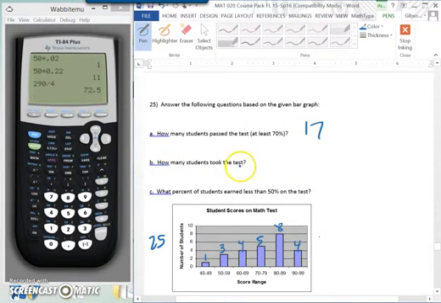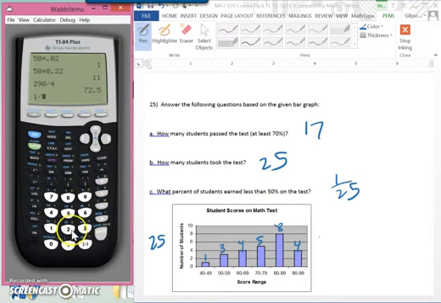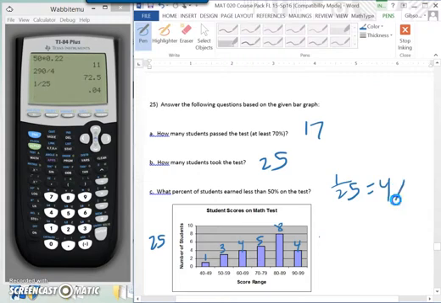Now B, how many students took the test? We added that up. It's 25. Now it says what percent of students earn less than 50% on the test? So we would go to less than 50%, which would be 1. So it would be 1 over 25. But we want the percent. And 1 over 25 gives us 0.04, which is 4%.